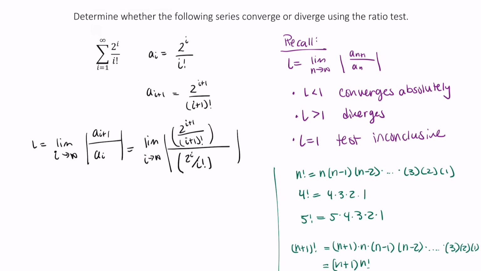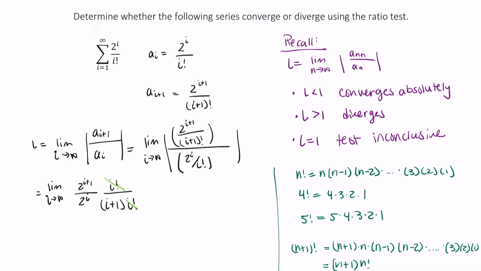Let's use all this information now to clean up this limit a bit. And when I say clean up, I'm just using slang for simplify everything. Make it look neat and easier to work with. So this is the limit as i approaches infinity of 2 to the i plus 1 divided by 2 to the i, times i factorial divided by i plus 1 times i factorial. So these will cancel.